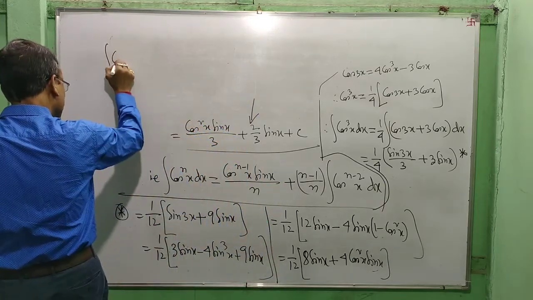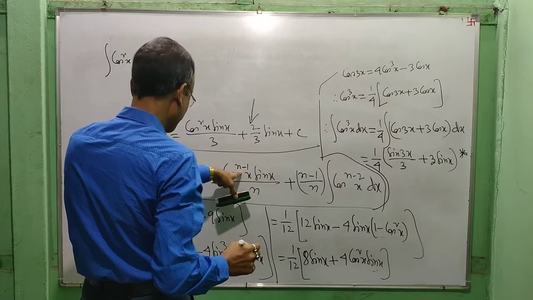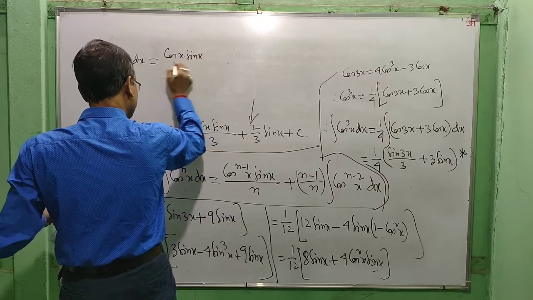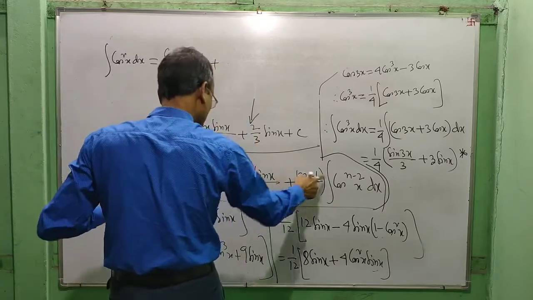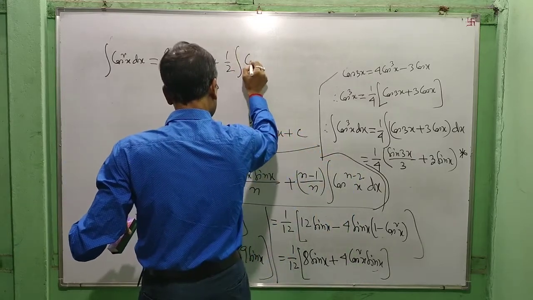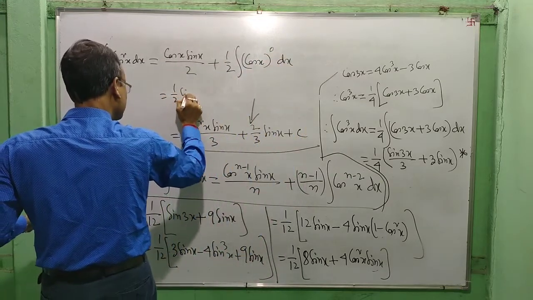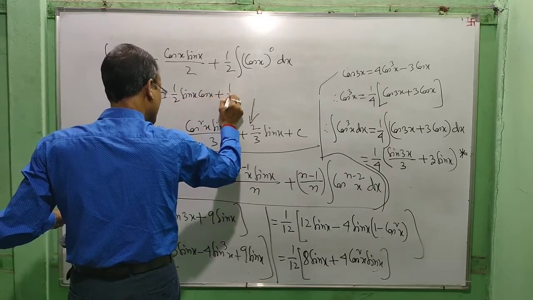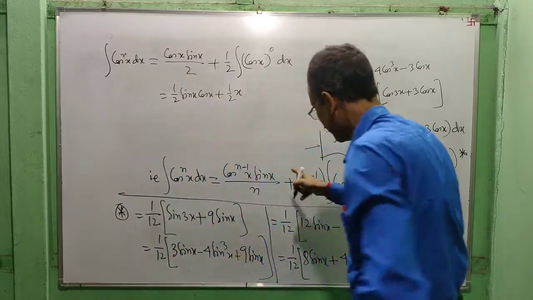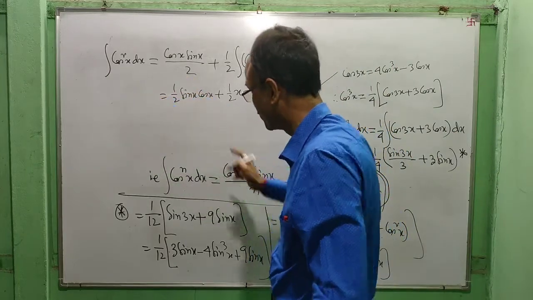Suppose integration cos square x dx equal to, now put n equal to 2, cos x sin x divided by 2 plus (2 minus 1) by 2, that is 1 by 2, integration of cos x to the power 0, that is 1. This is equal to 1 by 2 sin x cos x plus 1 by 2 x. Answer is this. Applying this method, the integration of cos square x is equal to half of sin x into cos x plus half x.